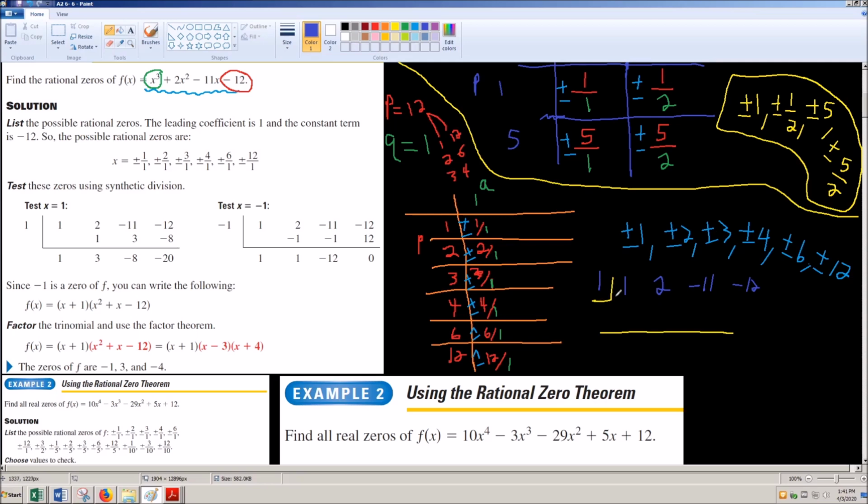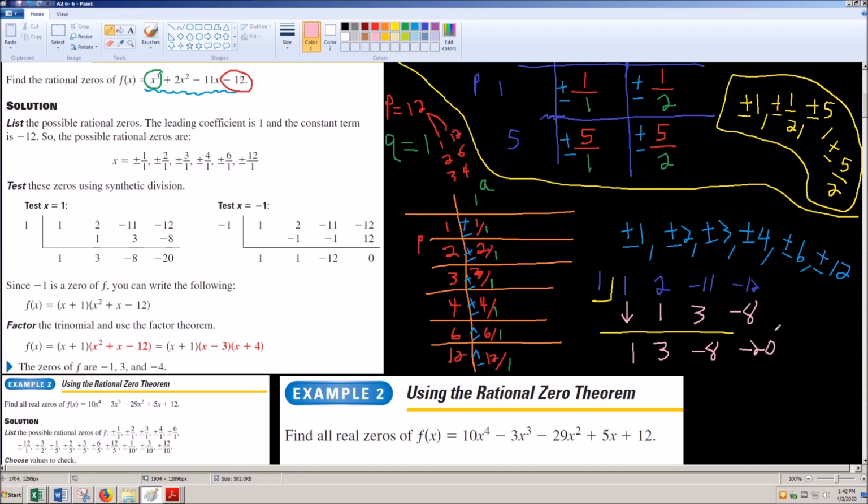So with 1, basically what happens is I get my 1 to drop down. Oh, that's a little too close to the yellow. Let's do pink. So 1 just comes down. I do 1 times 1 gives me 1. Add these up, I get 3. 3 times 1 is 3. Add these things up, I get negative 8. Negative 8 times 1 is negative 8. And I get negative 20.